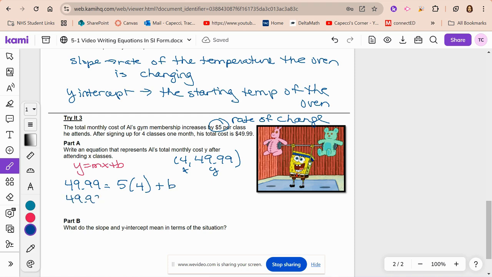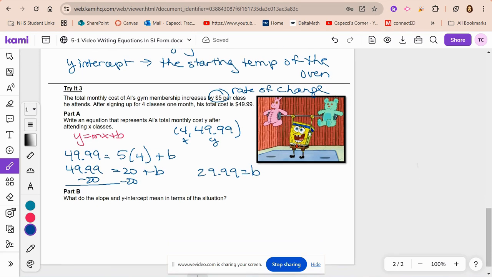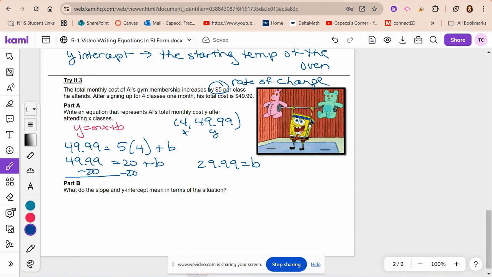So I have 49.99 is equal to 20 plus B. Subtract my 20. And I have 29.99 is equal to B. So that equation of the line is going to be y is equal to, we already said my slope was 5. Don't forget the x, plus 29.99.